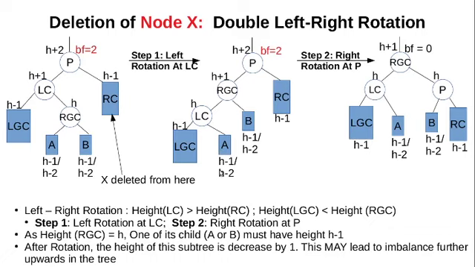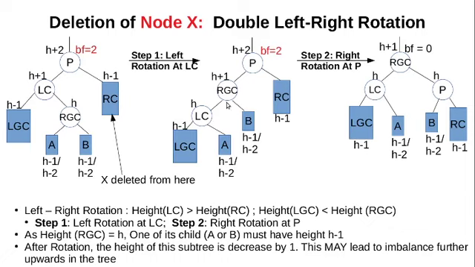As earlier, the height of LGC is h-1. The height of A is either h-1 or h-2. The height of subtree B is h-1 or h-2 and the height of RC is h-1. After rotation, the new children of LC are LGC and A. The height of LGC is h minus 1 and that of A is either h minus 1 or h minus 2. So the height of LC is h.